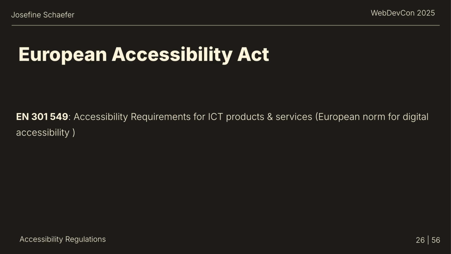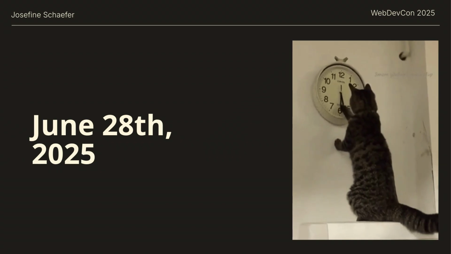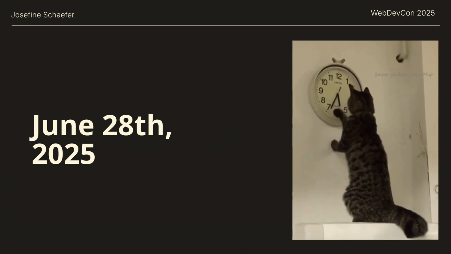And the norm that is the base for this law is called EN 301 549. It's the accessibility requirements, and it's based on the WCAG that I was mentioning earlier, right? And so while it's not exactly the same, if you are accessible based on the WCAG, you are on a really, really good way to fit under that law. And the clock is ticking, right? It's coming into effect on June 28th this year.